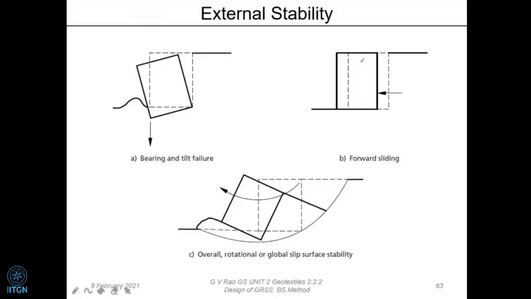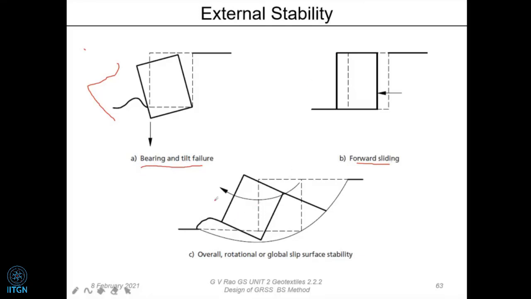So we'll go back to the code itself, BS 8006. What have they done? As I said, they are only considering the bearing and tilt failure, bearing capacity and tilt failure. So this is the bearing and tilt failure. And then forward sliding we are going to consider. The picture makes it obvious.